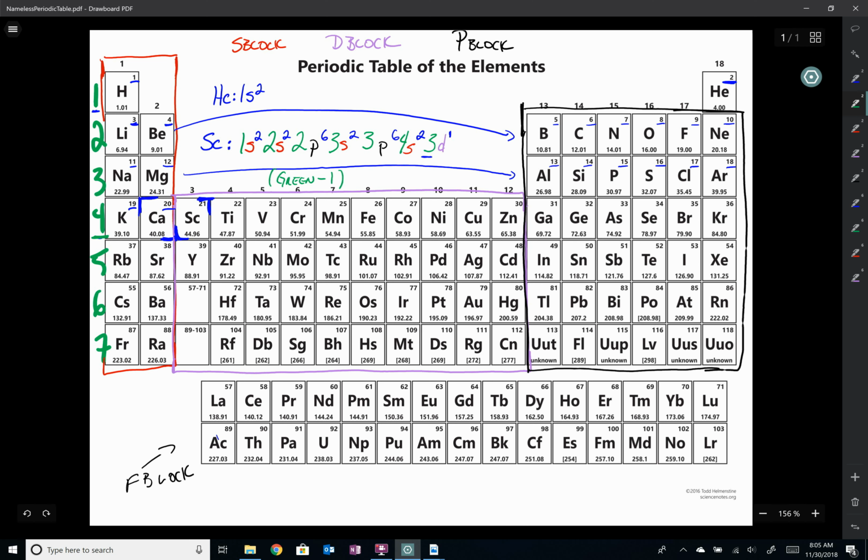So my S block is equal to my green number. My P block is equal to my green number. My D block is equal to green -1. And if we ever need to get down here, my F block is equal to green -2. Okay, so when you get to your D block, don't forget to step down a number.